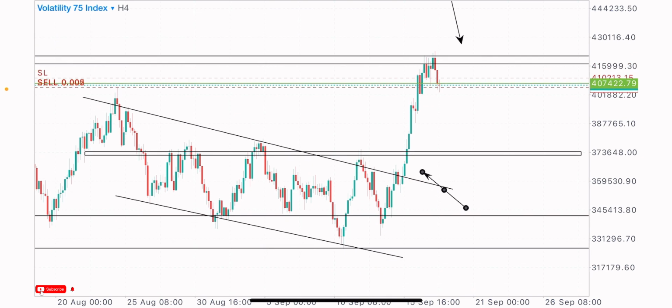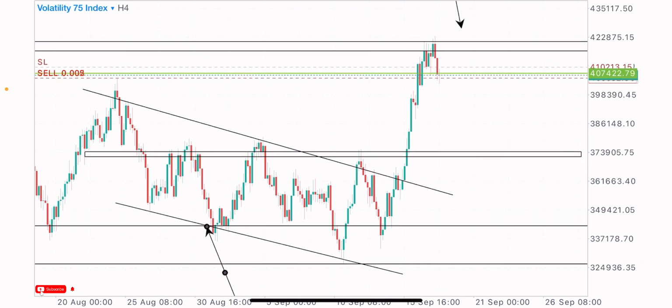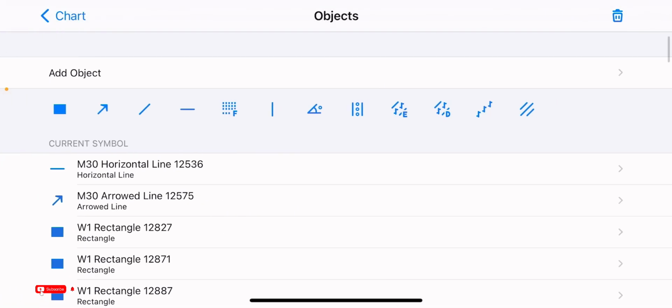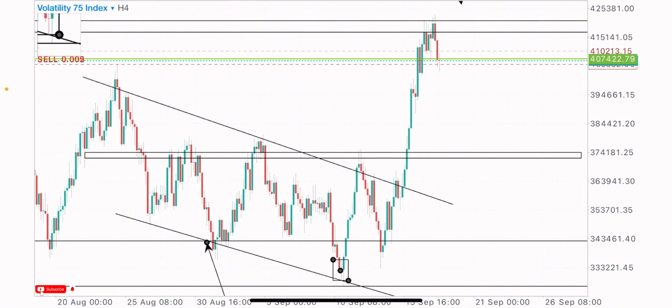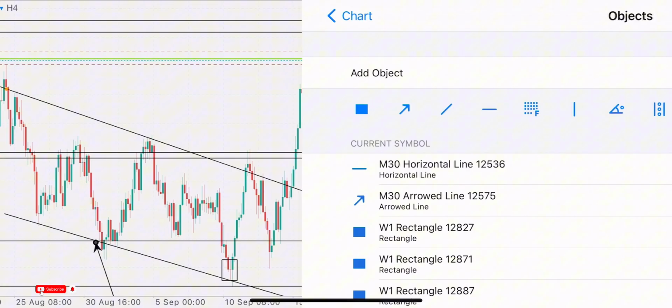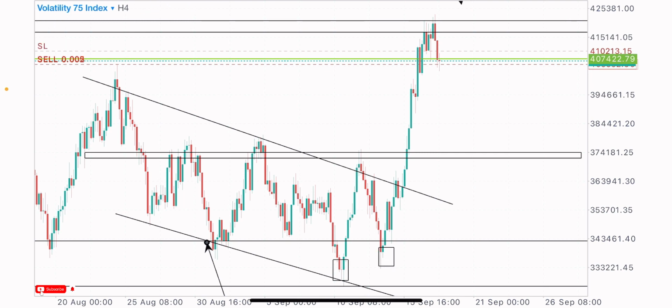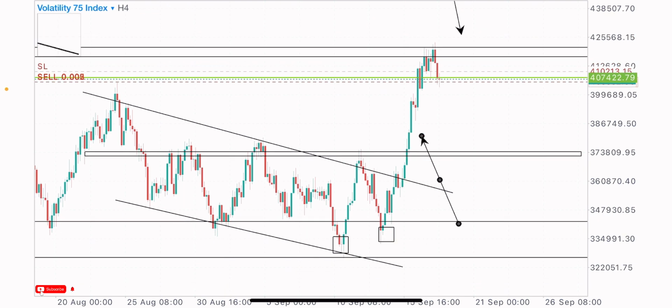Before this breakout, we also had a reversal pattern formation, a double bottom formation, which is a nice reversal pattern. We got the first low at this point, and we got the second low at this point. So we're likely to get the market sell from this current level to the downside to come test this broken level of resistance, turned support.